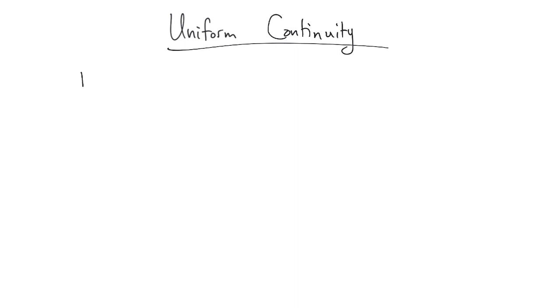So, F is continuous. When you talk about uniform continuity, it's always about continuous on a set. You don't talk about uniform continuity at a particular point. It's always about on some set. So F is continuous on some subset A of R. Remember what this means? It means for every point in A, you have that epsilon delta thing.